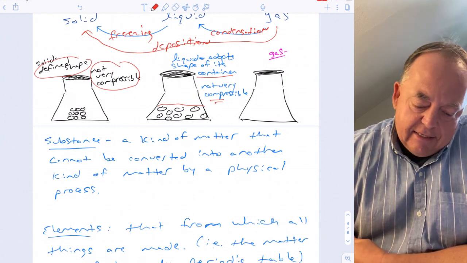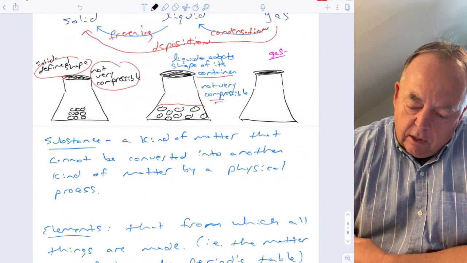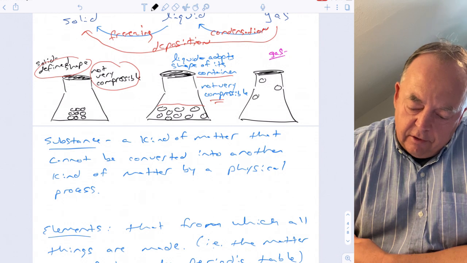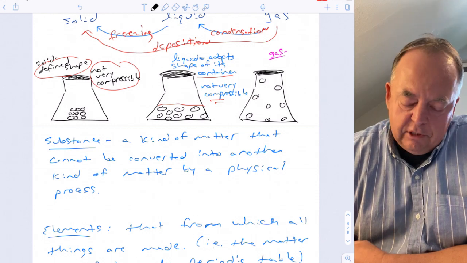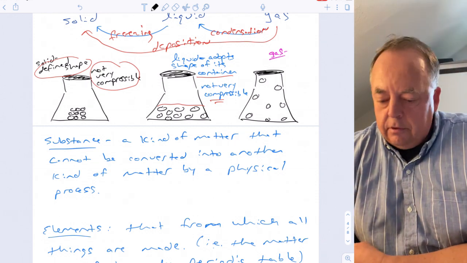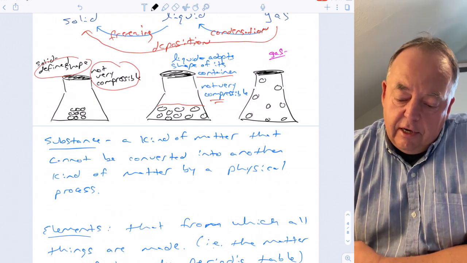And then if you had a gas instead, what would this look like? Well, gases also adopt the shape of their container. But in this case, they would occupy the entire container, and of course we have it capped. If it wasn't capped, then the gas molecules would escape into the atmosphere. So they also adopt the shape of their container.